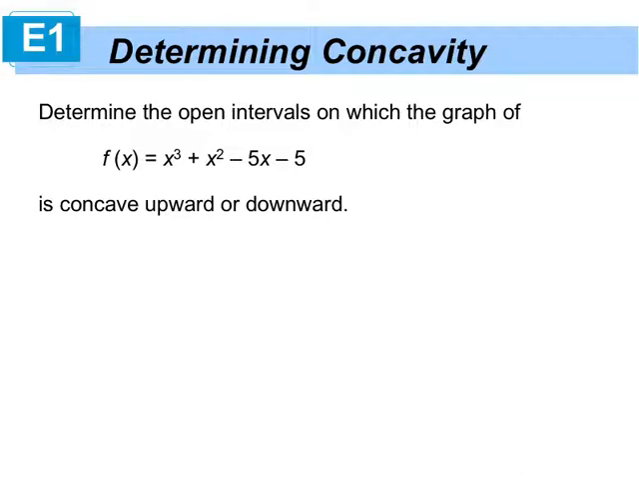Okay, so here we go. We've got a nice little parabola. No, not parabola, I lied. Cubic. And we'd like to know where it's concave up and concave down. So the process is just like we've already talked about. We need f prime first.